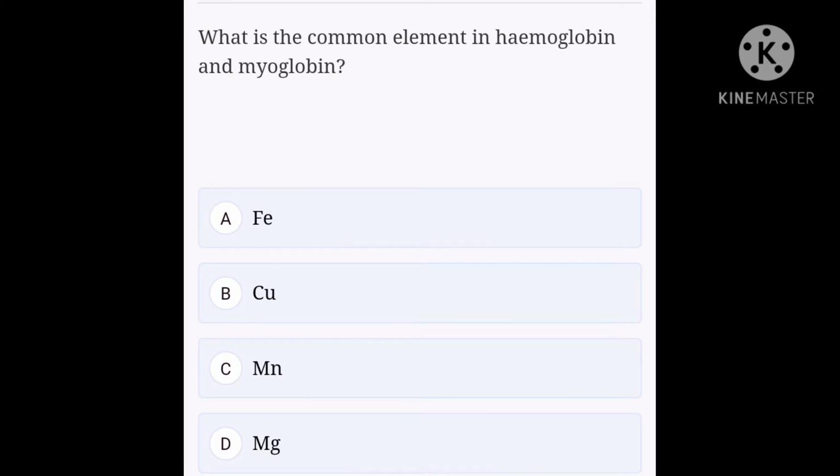Next question. What is the common element in hemoglobin and myoglobin? Option A, iron; option B, copper; option C, manganese; option D, magnesium. So the right option is A, iron.